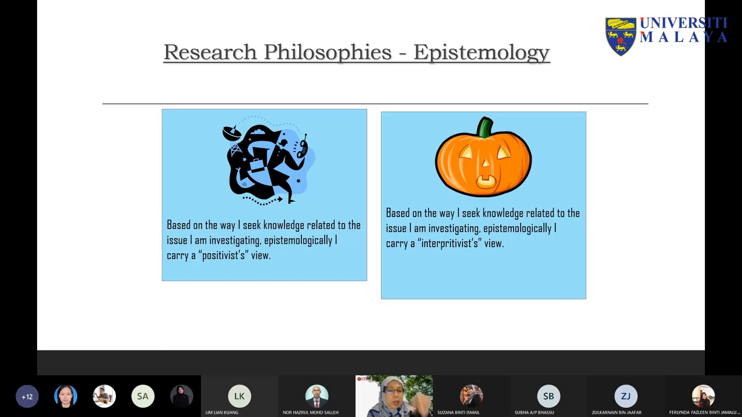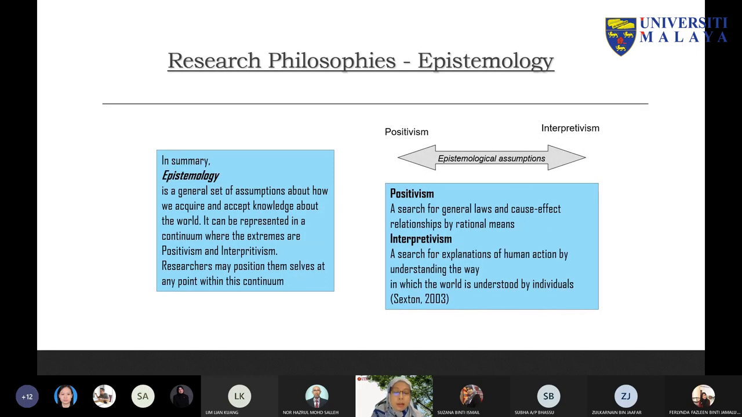So Mr. Tangible said, based on the way I see knowledge epistemologically, I am carrying a positivist view. Because Mr. Feeling over here wants to interpret the situation, epistemologically I carry an interpretivist view. So this is epistemology, a set of assumptions to acquire and accept knowledge about the world. Positivism is a search for general laws, cause and effect relations by rational means, while interpretivism is explanation of human action, understanding the way it is understood by individuals.